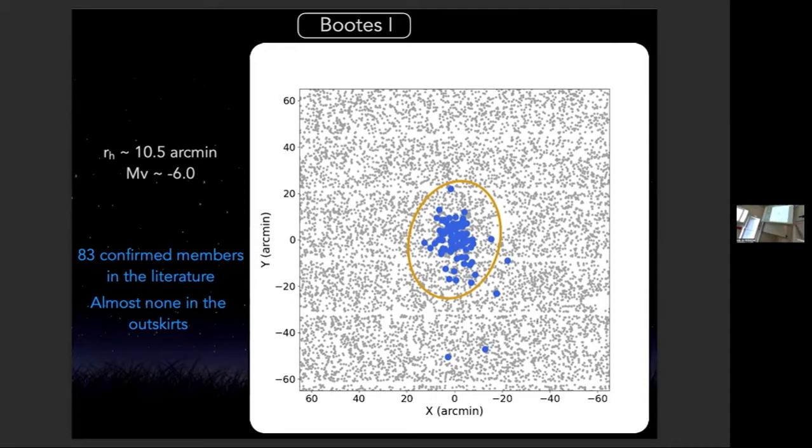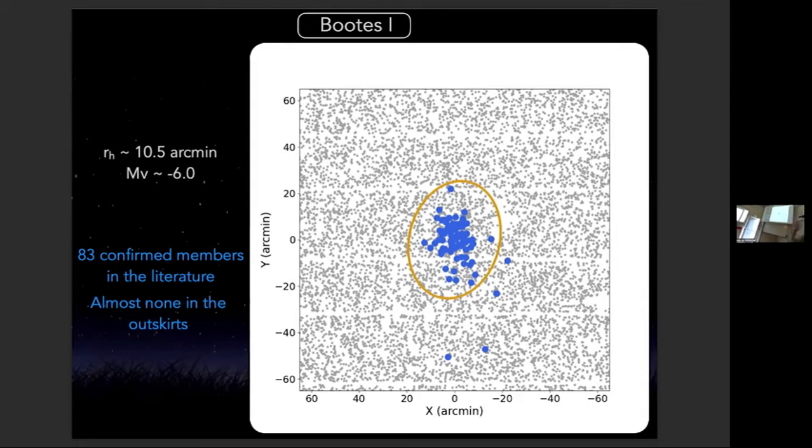And the blue circles are the 83 confirmed members in the literature. So it's quite an extensively studied system for a dwarf galaxy, where you have that many members observed with spectroscopy. But you see that the vast majority of them are in the very inner region of the satellite. So you have very little information on how the kinematics change with distance.